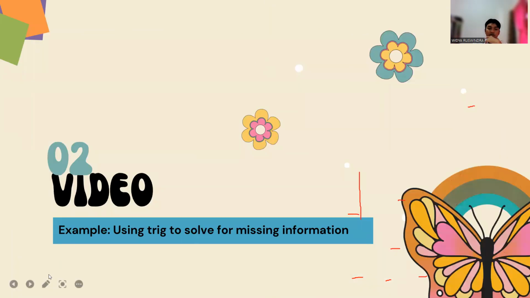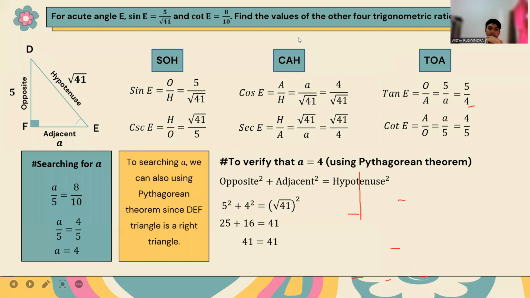Next is video. Example using trigonometry to solve for missing information. Okay, this is for acute angle A. For acute angle A, sine of A is equal to 5 over square root 41 and cotangent of A is equal to 8 over 10. Find the value of the other four trigonometric ratios.